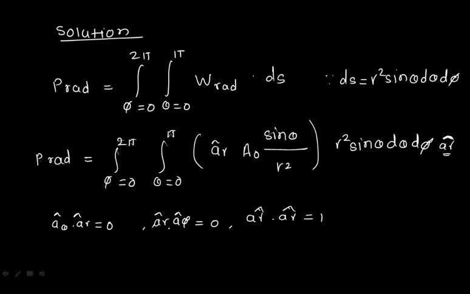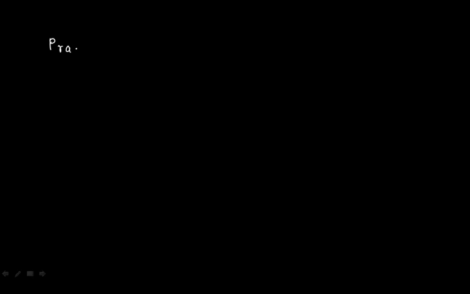Okay, so I'll just put all the values over there. I'll put the r square here and simplify this one. If I put r square here, this will get cancelled. The unit radial vector with this particular unit radial vector will be 1. So this P radiated I'll write on the next page because the equation is so long. P radiated is equal to phi from 0 to 2 pi, then theta from 0 to pi. Then r square got cancelled. A0 is nothing but the peak value of the power density, a constant, sine square theta d theta d phi. Okay, so here I have written it.